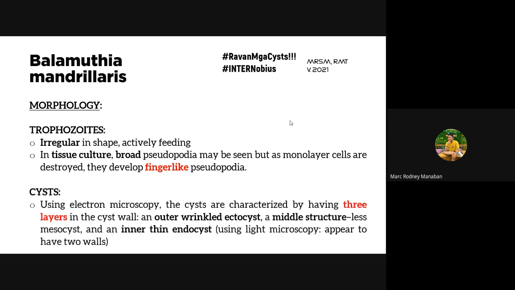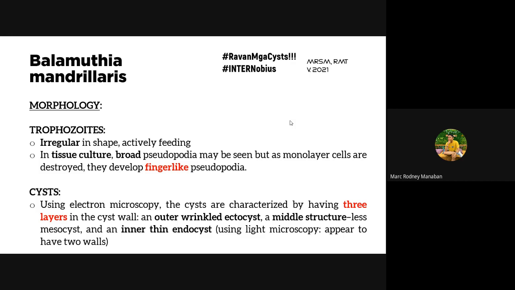Now for the cysts, as you can see, it is the same, with an outer wrinkled cyst wall, same as Entamoeba. But this time, the cyst wall has 3 layers using electron microscopy. So you have the outer wrinkled ectocyst, the mesocyst as the middle layer, and the inner endocyst which is not easily seen. So if you use only light microscopy, bright field microscopy, you will see only two layers or 2 walls.